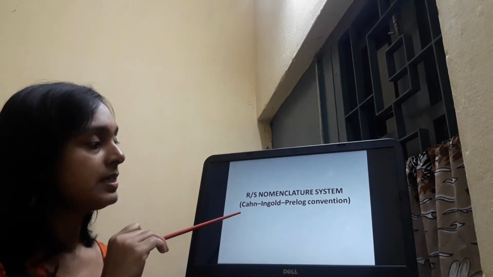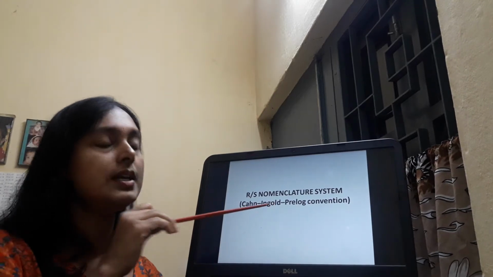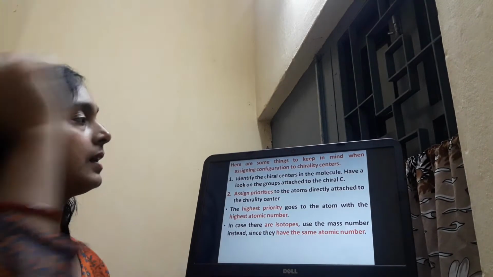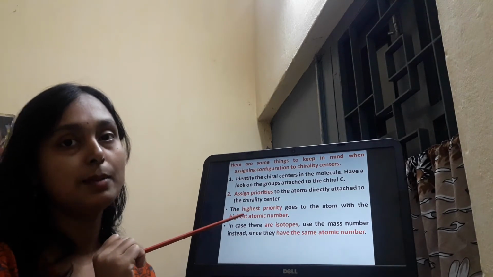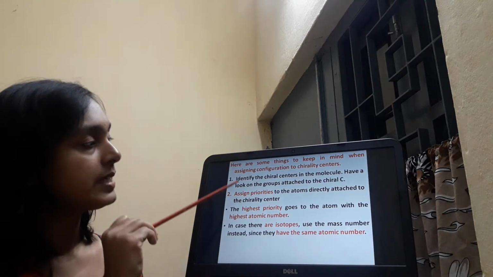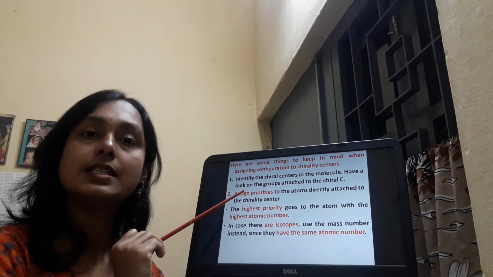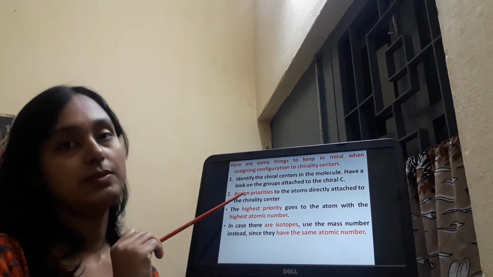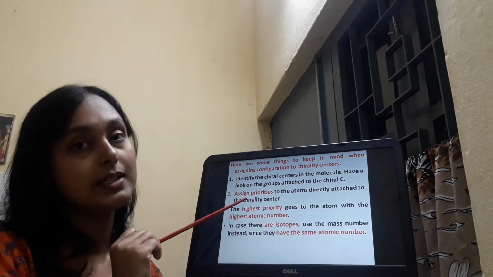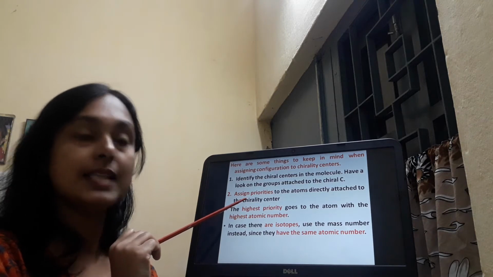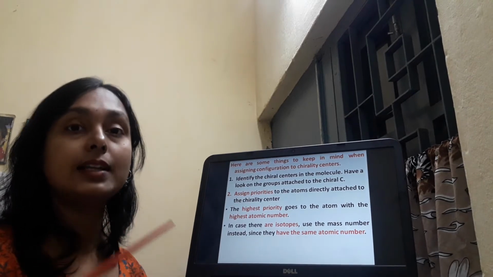And in this nomenclature system, we will use some rules given by the scientists Cahn, Ingold and Prelog. Some things to keep in mind when we are assigning the configuration of any chiral center of a given compound. First of all, identify the chiral center. You have to search out the chiral carbon of a given compound. Then you have to look at the ligands or groups which are attached to the chiral carbon. Then assign priorities to the atoms which are directly attached to the chiral center.